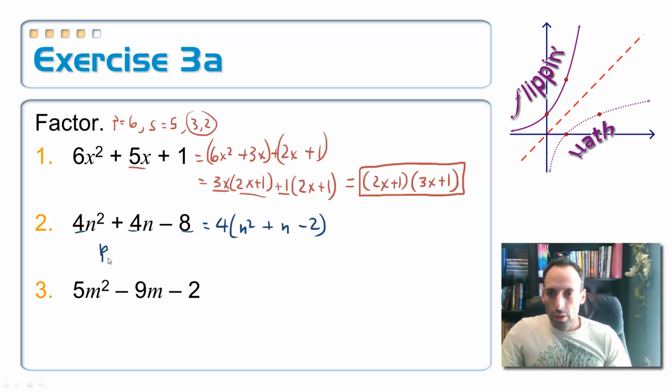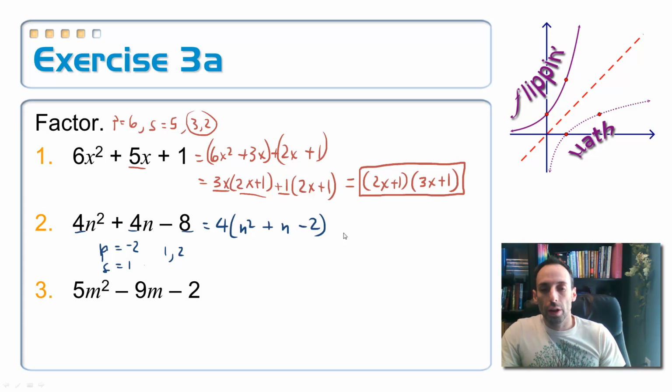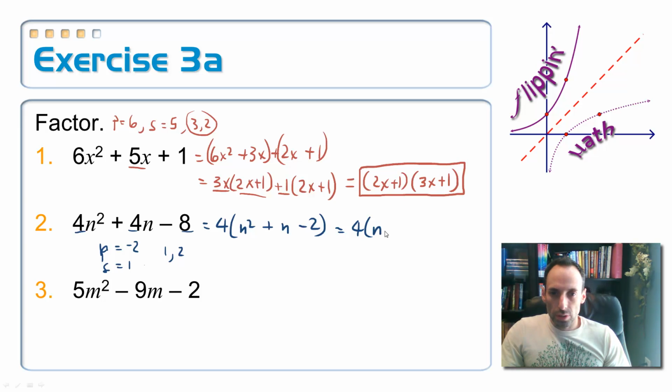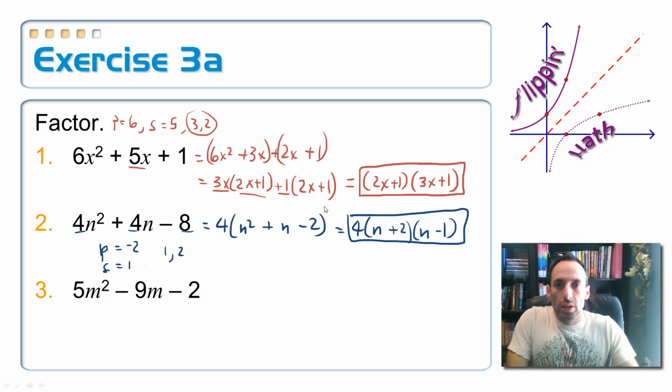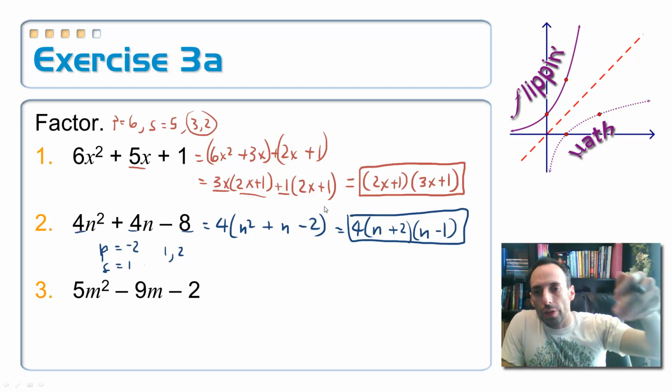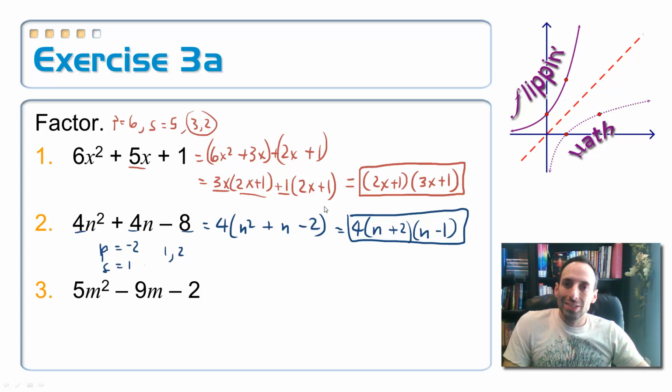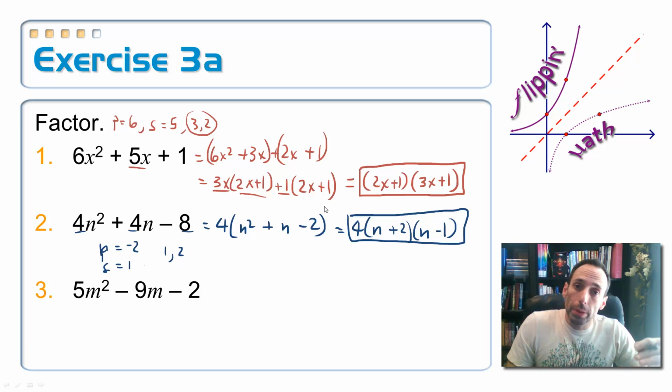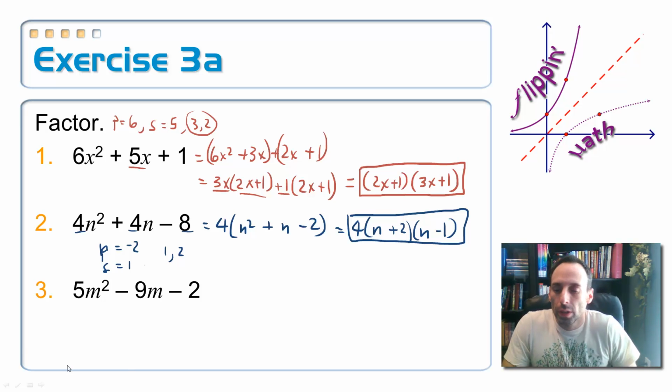I'm looking for a product of -2 and a sum of 1. So 2 is prime. The only factors could be 1 and 2. And if I subtract those, I would get 1. I know it's going to subtract because I have a negative product, which means that this is going to be 4 times, and the first set of parentheses, let's do n plus 2 because the middle term is positive, and n minus 1. There we go. See, here would be a case where if I didn't factor out the 4, the GCF, then I would have had to use the AC method, which we know is a little bit more complicated than not having to use it. All right.